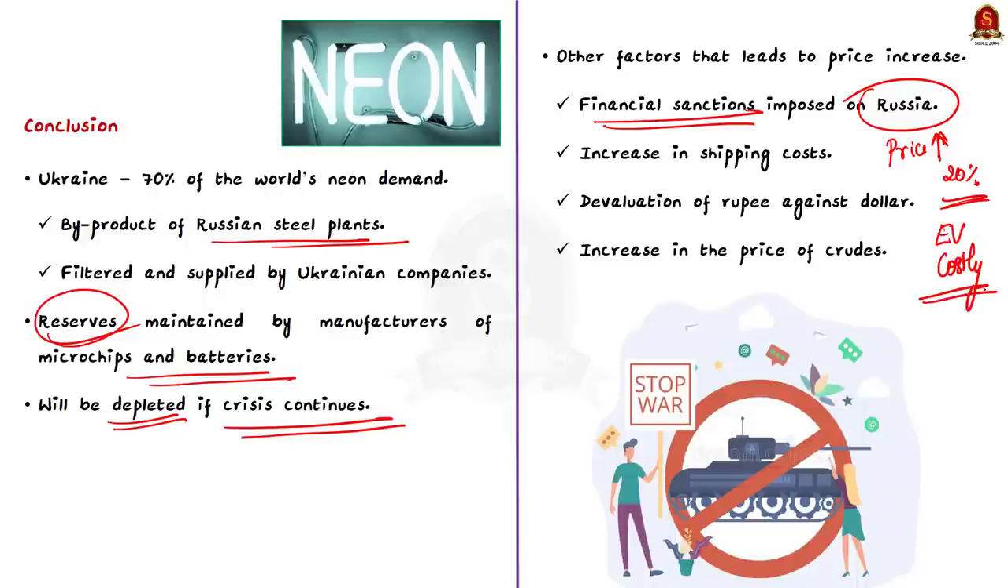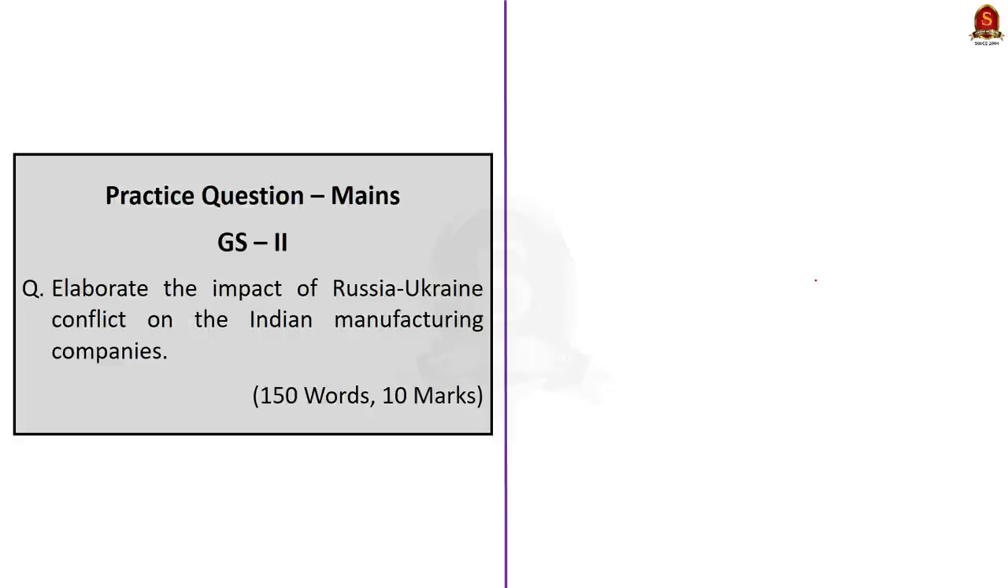There are some other factors for the price rise. It may include increase in shipping cost, devaluation of rupee against dollar, then increase in the price of crudes, etc. And with this, we have come to the end of this discussion. So, we discussed how India is dependent on the Russia and Ukraine, especially its dependency on raw materials which are used by the manufacturing industry. We saw them in detail.